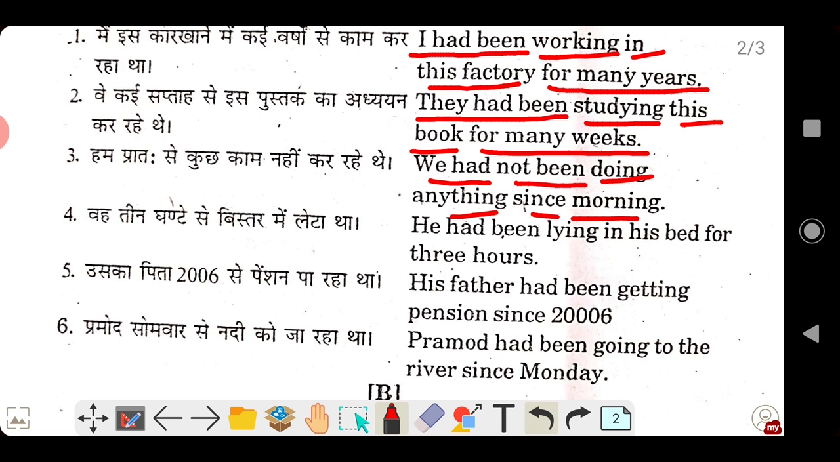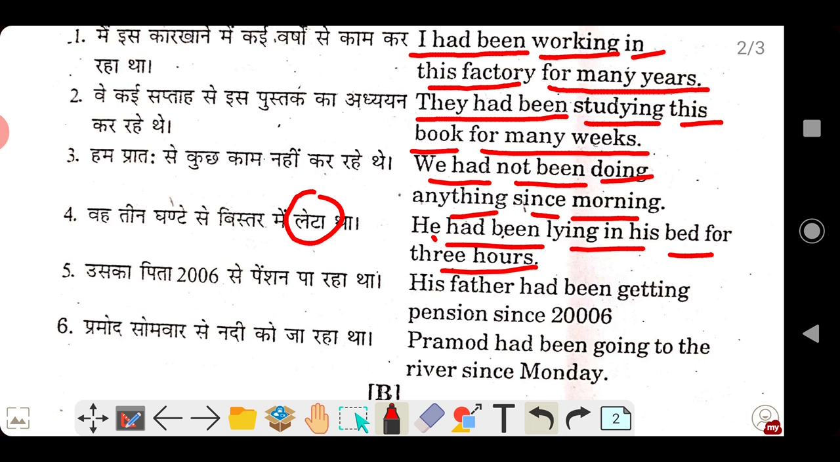Okay, next, he had been lying in his bed for 3 hours. Lying means this word. There is some certainty in terms of time, hours. There is how many hours there actually are: 3 hours. He had been lying in his bed for 3 hours, for 5 hours.